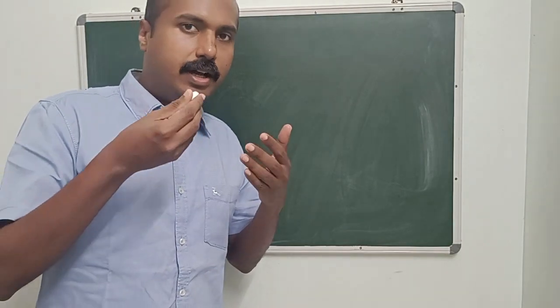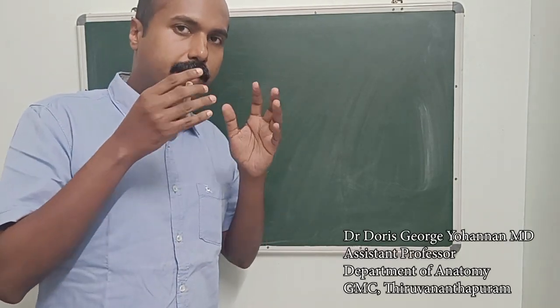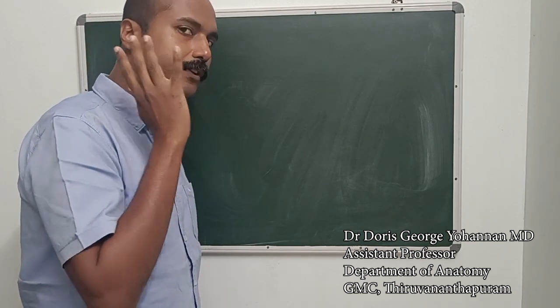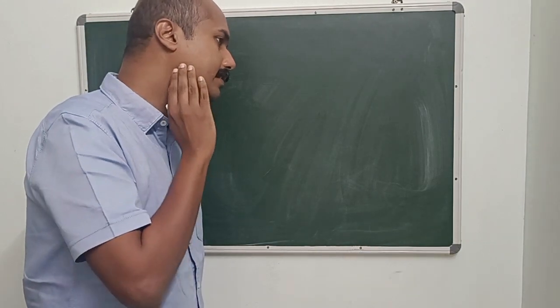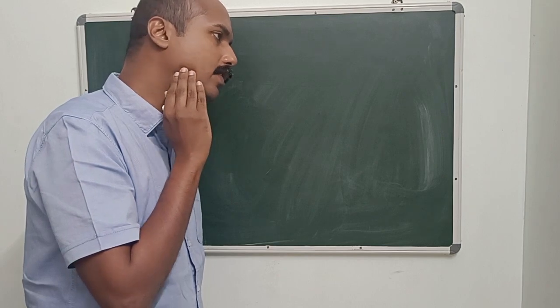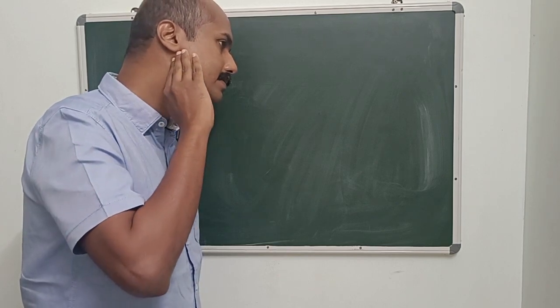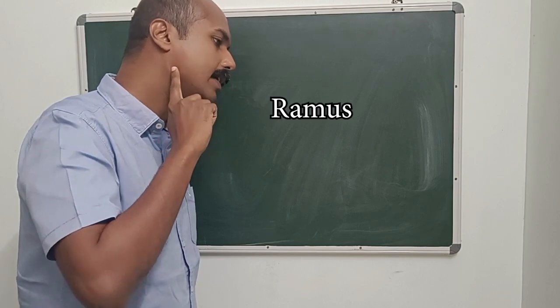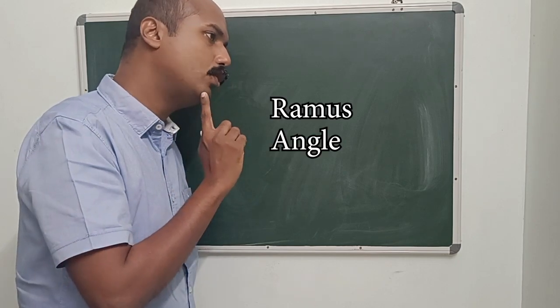We're going to learn how the parotid gland is related to the facial nerve. If you look at the lateral view of the face, this structure is the lower jaw, that is called the mandible, and this part that I'm feeling now is called the ramus of the mandible. This is the angle of the mandible. This is the lower border.